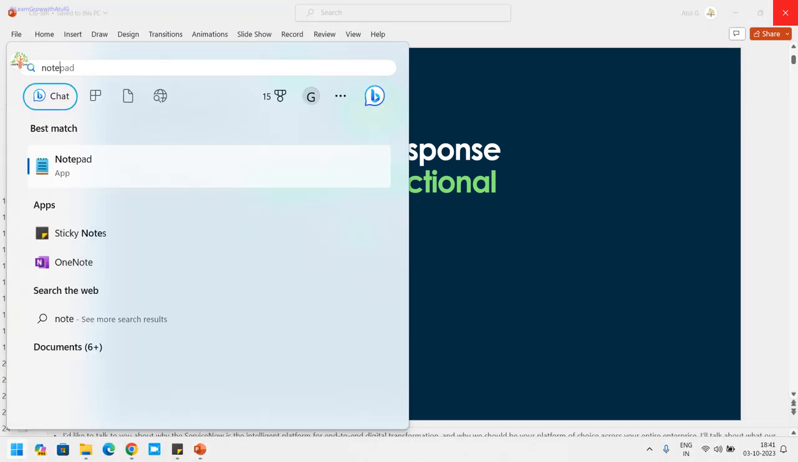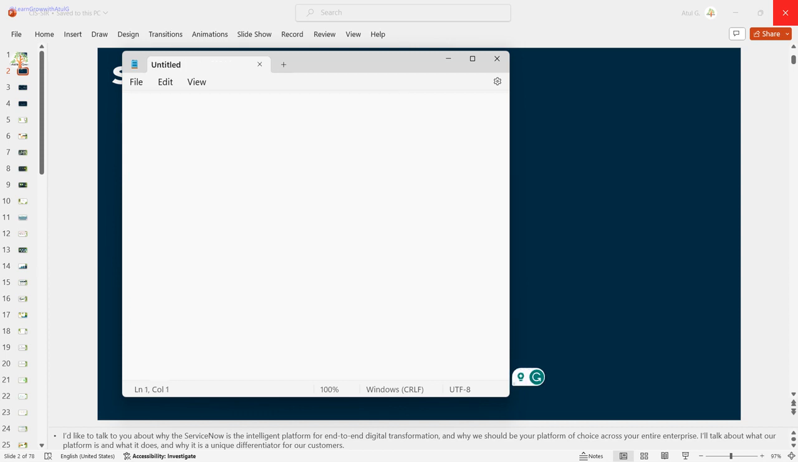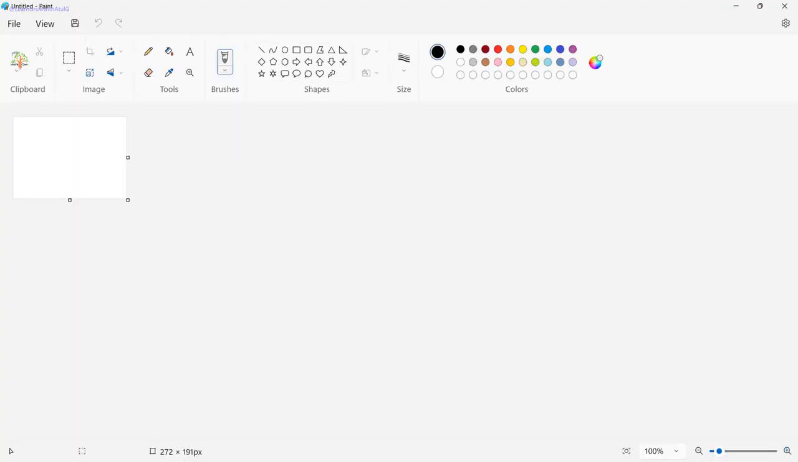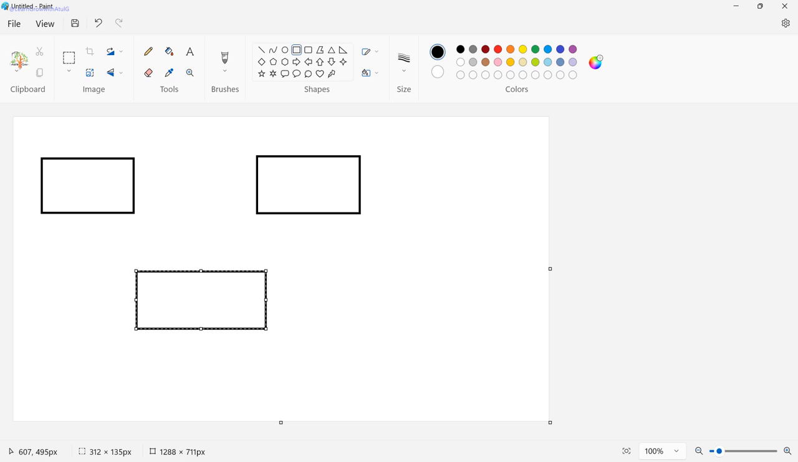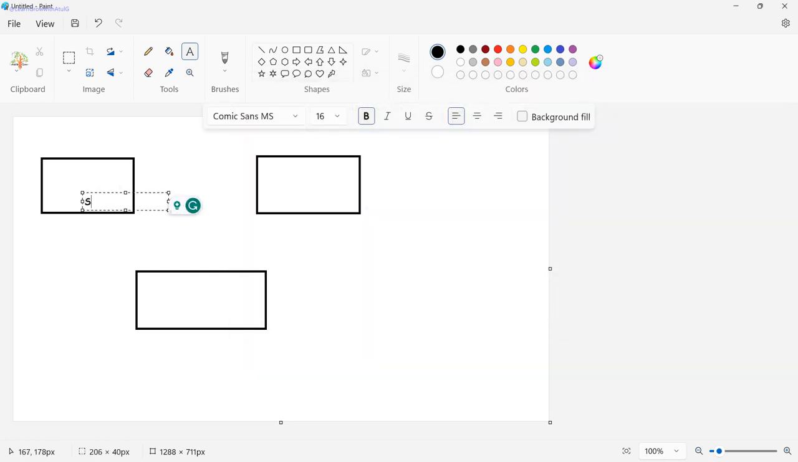I was checking something and I found that we need to understand and discuss how this particular SecOps practically works. So let me open Paint here to show you that part. We have one box, another box, and another box here. I can say this is SIR.